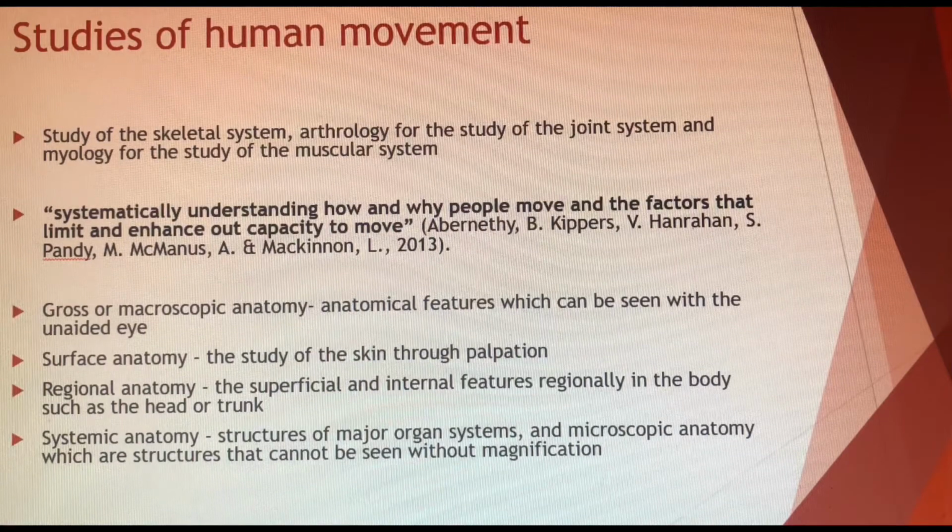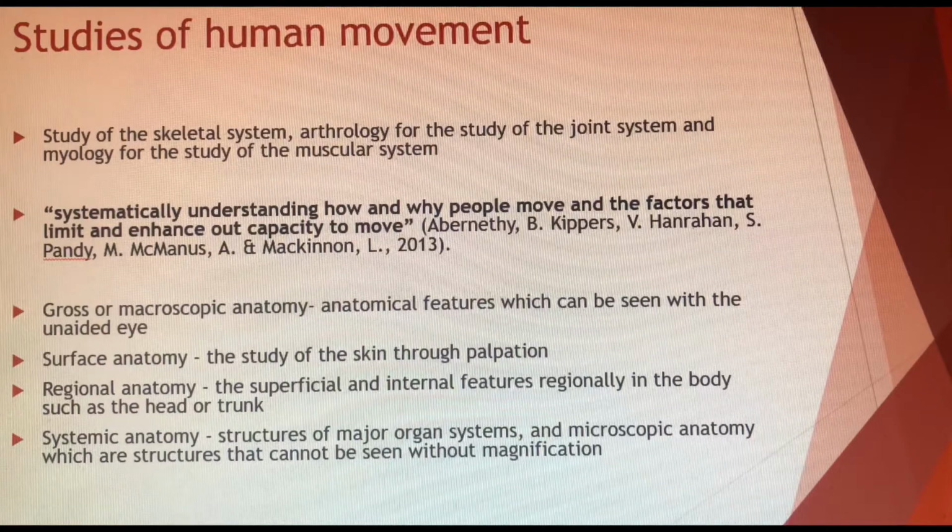to as the study of osteology for the study of the skeletal system, arthrology for the study of the joint system, and myology for the study of the muscular system. This field of inquiry involves systematically understanding how and why people move and the factors that limit and enhance our capacity to move.